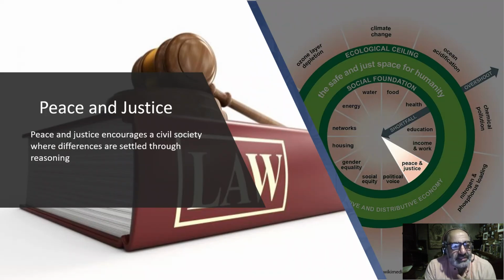Peace and justice. How are we going? We're almost there. Peace and justice encourages a civil society where differences are settled through reasoning. So you've got to have, within a society or a workplace, a way in which you can resolve disputes openly and fairly, and in a way in which both parties, the one that loses, if you like, and the one that wins, both eventually can see that at least they were both heard in that process.